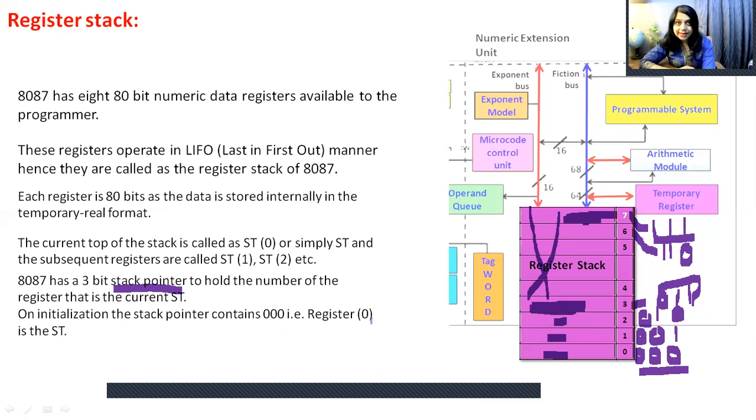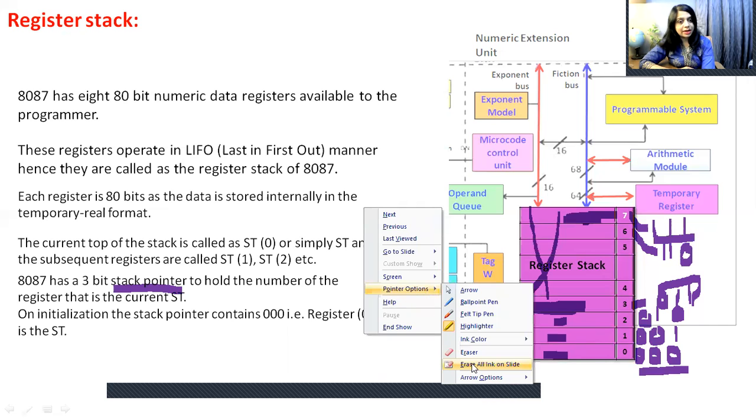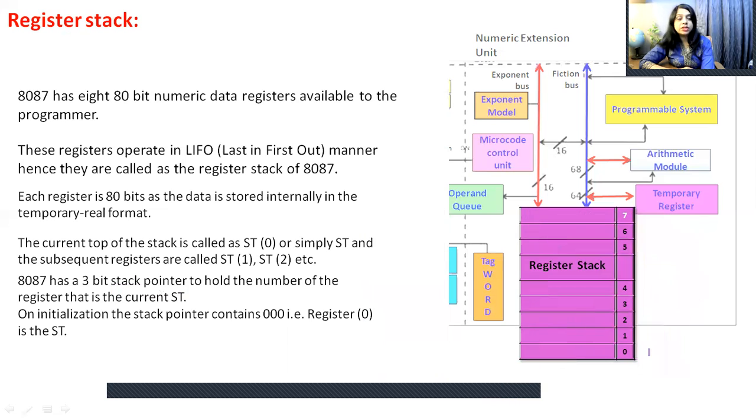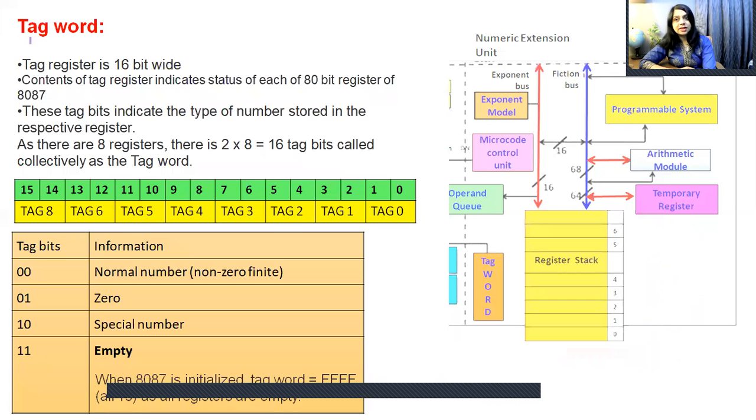When we initialize the 8087, no data will be available in the register stack, and in that case the stack pointer will hold 000 because it will point to the 0th register. When we reset the 8087, no data will be available and the stack pointer holds 000, indicating this is the stack top.